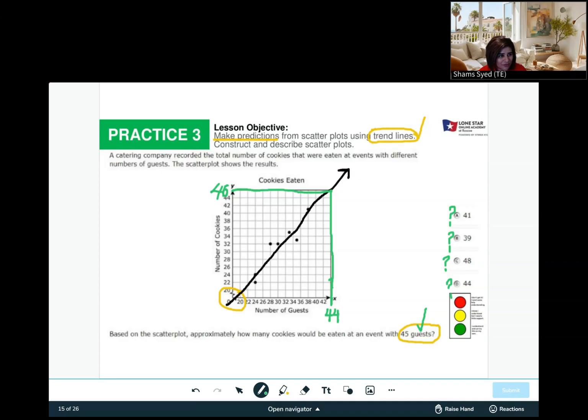Hope, give us feedback. What are you thinking about? Let us know. We look at 44 guests. When there are 44 guests, it requires an estimated 46 cookies. But if there's going to be one more guest, can we go with less cookies? No, we cannot go with less cookies because more guests means we need more food to feed them. Therefore, we can pick C.